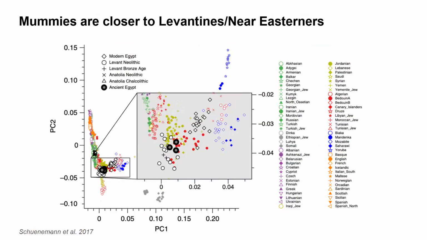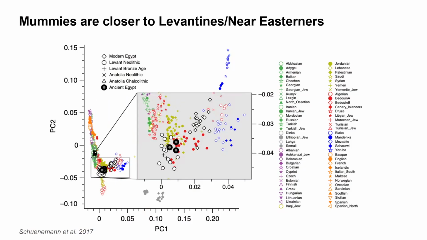All right, so let's go ahead and plot them on the PCA. You see these are our ancient Egyptian samples, and then we have our Near East and all our world populations. We can see that they actually cluster closer to the Near Eastern samples. You have the yellows, which are Levantine populations, and the red, which are Arabian and North African populations. So they cluster where we would expect them to cluster.